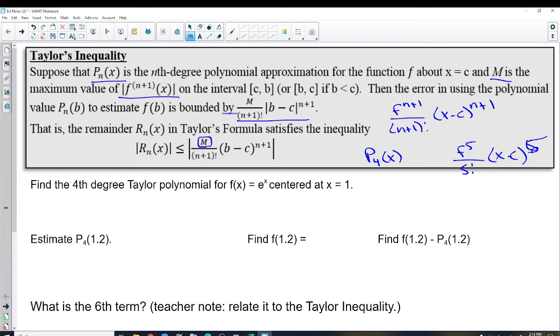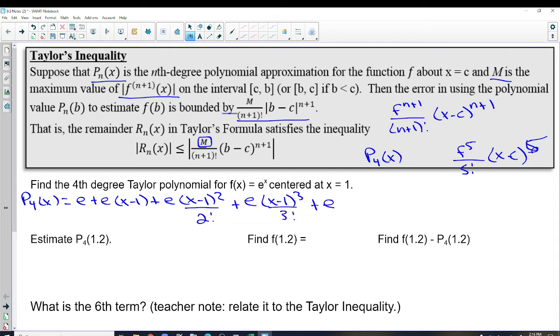This assignment's page 37 in the packet. Find the fourth degree Taylor polynomial for e to the x centered at x equals 1. So old news. P sub 4 of x is e to the first, right? We're centering at 1, e to the first. And then all the derivatives are e to the first. Plus e to the first times x minus 1. Plus e to the first times x minus 1 squared over 2 factorial. And then the next derivative would be e, and that's x minus 1 to the third over 3 factorial. And then the next one is e, and then x minus 1 to the fourth over 4 factorial. Fourth degree? Yeah, fourth degree.